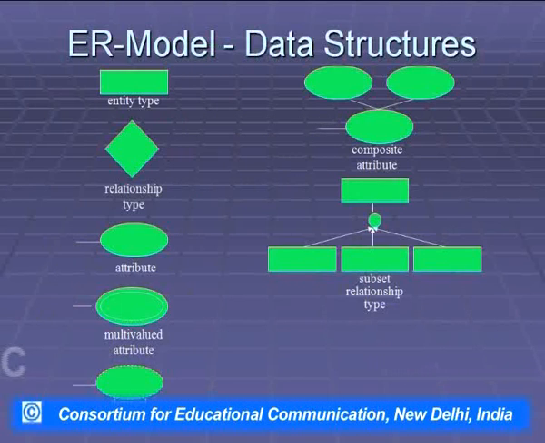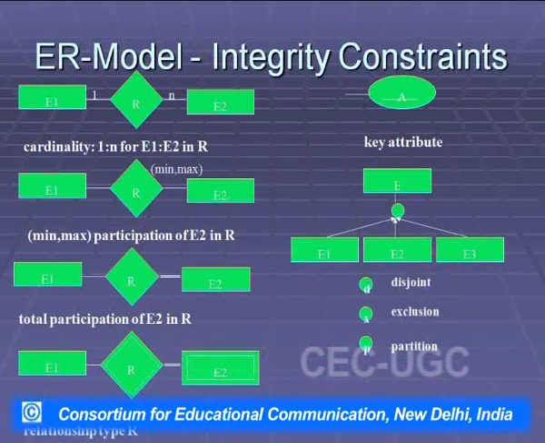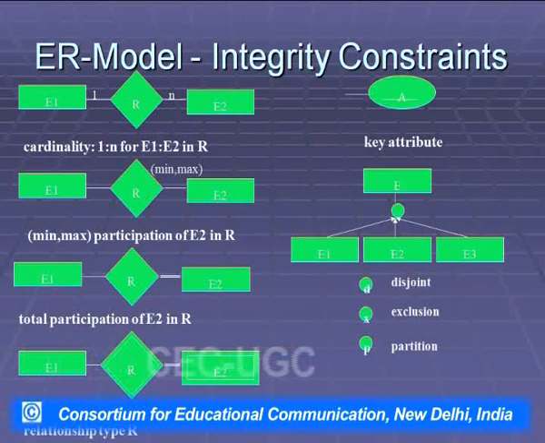You can see here the ER model data structures: entity type, relationship type, attribute, multi-valued attributes, derived attributes, and here you can see the composite attribute and subset relationship type. ER model integrity constraints: you can see the cardinality 1 to n for E1 to E2 in R.